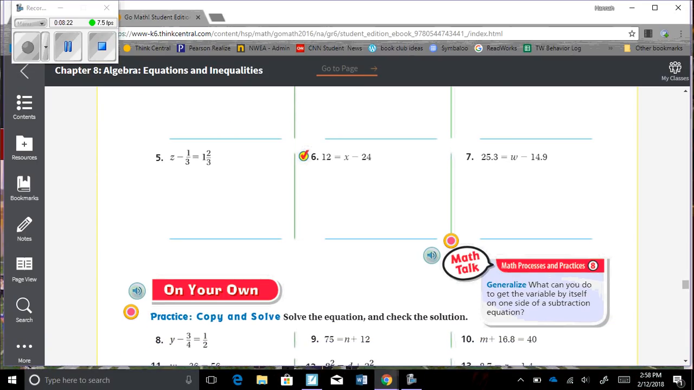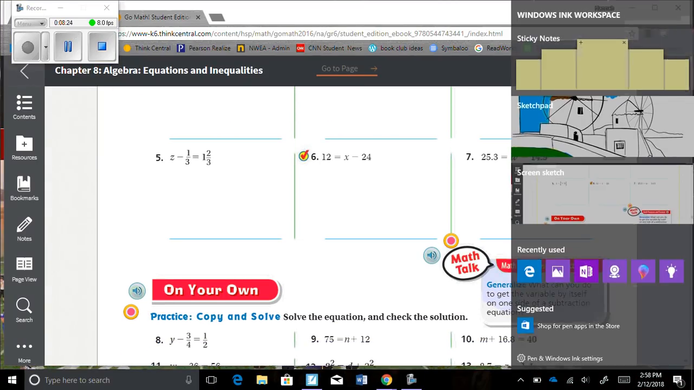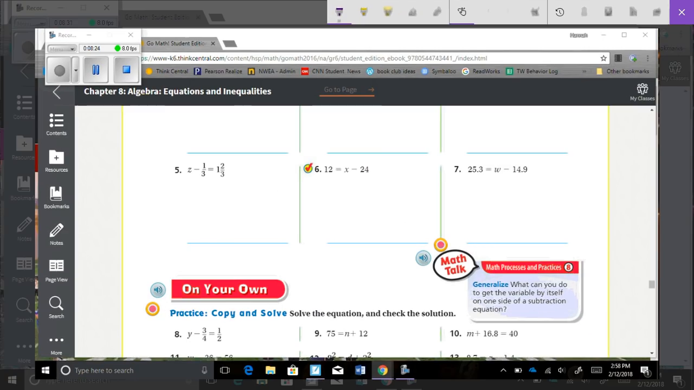Again, all we are doing is adding or subtracting. So if the problem has a subtraction sign, you probably want to add that number to get rid of it. So z minus 1/3 equals 1 2/3. I'm going to add 1/3 to get rid of that. 2/3 plus 1/3 is 3/3, which is 1 whole. So 1 2/3 plus 1/3 is just going to equal 2 wholes. So z equals 2.